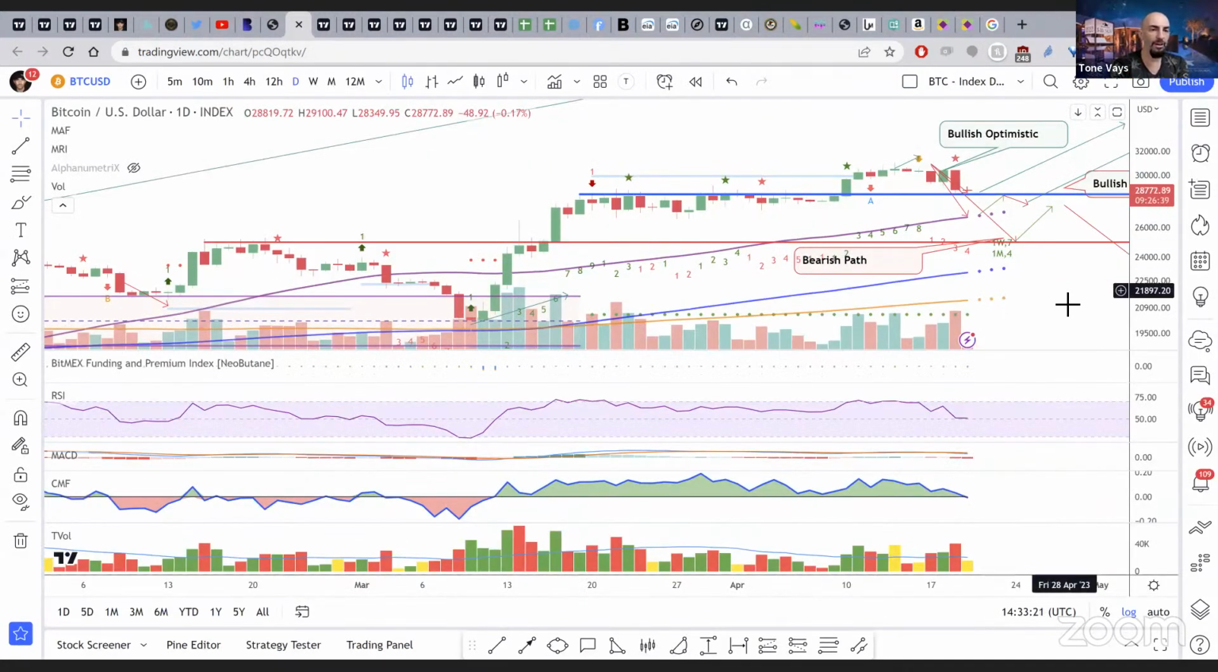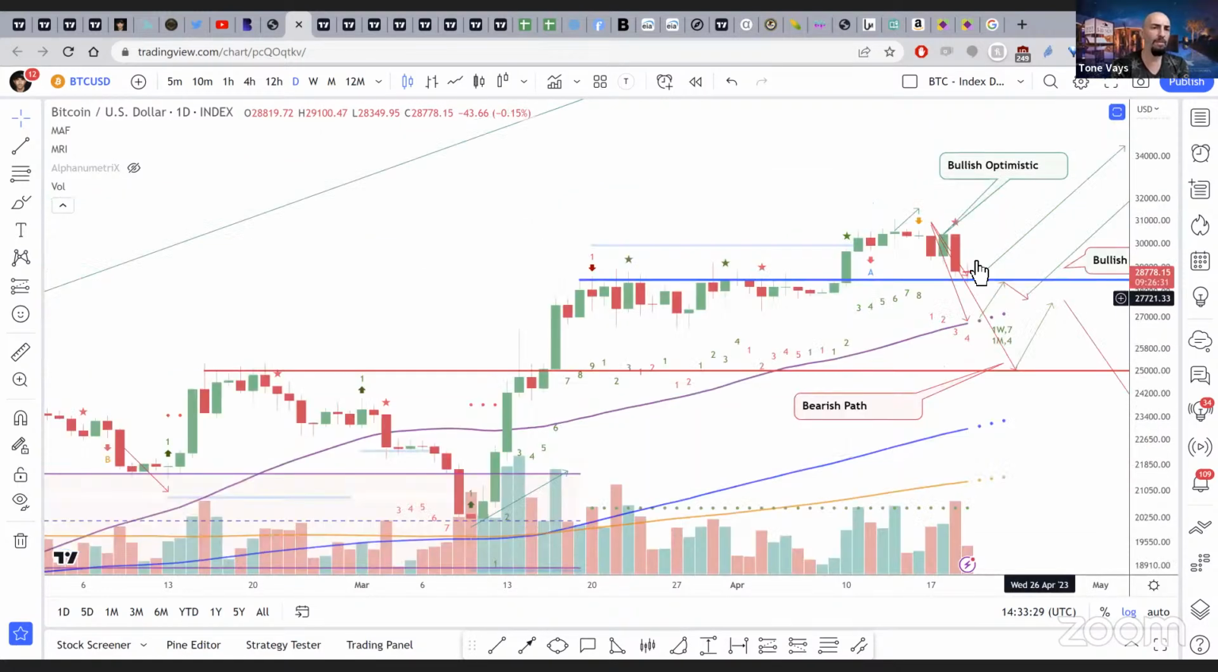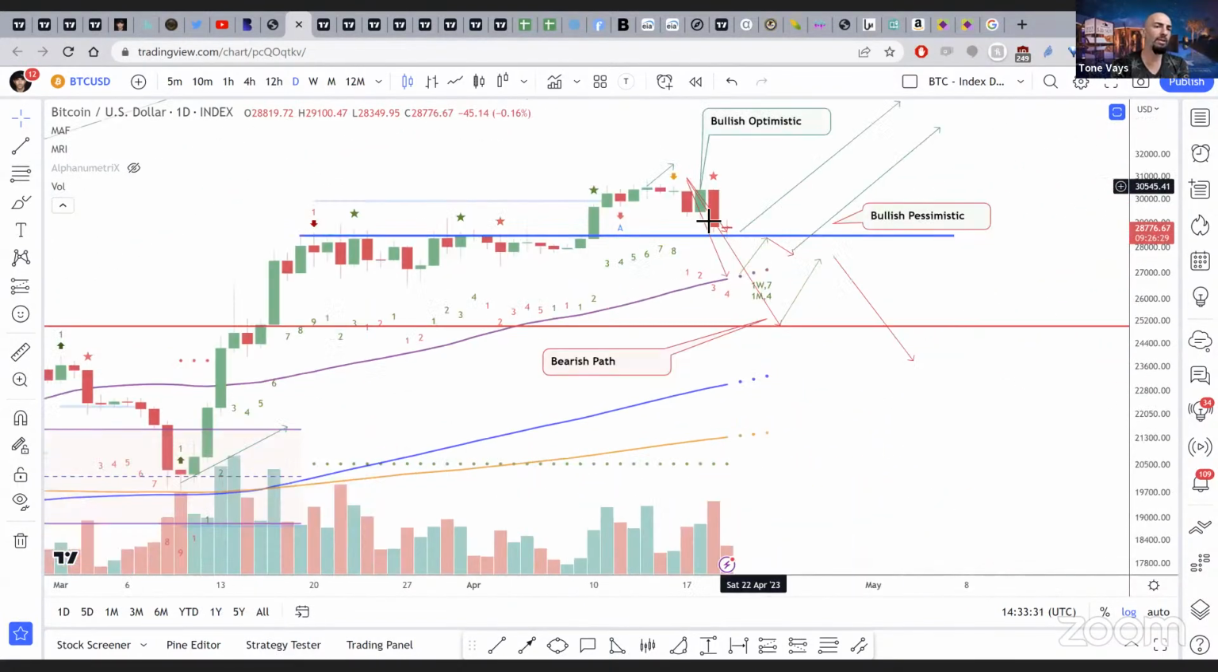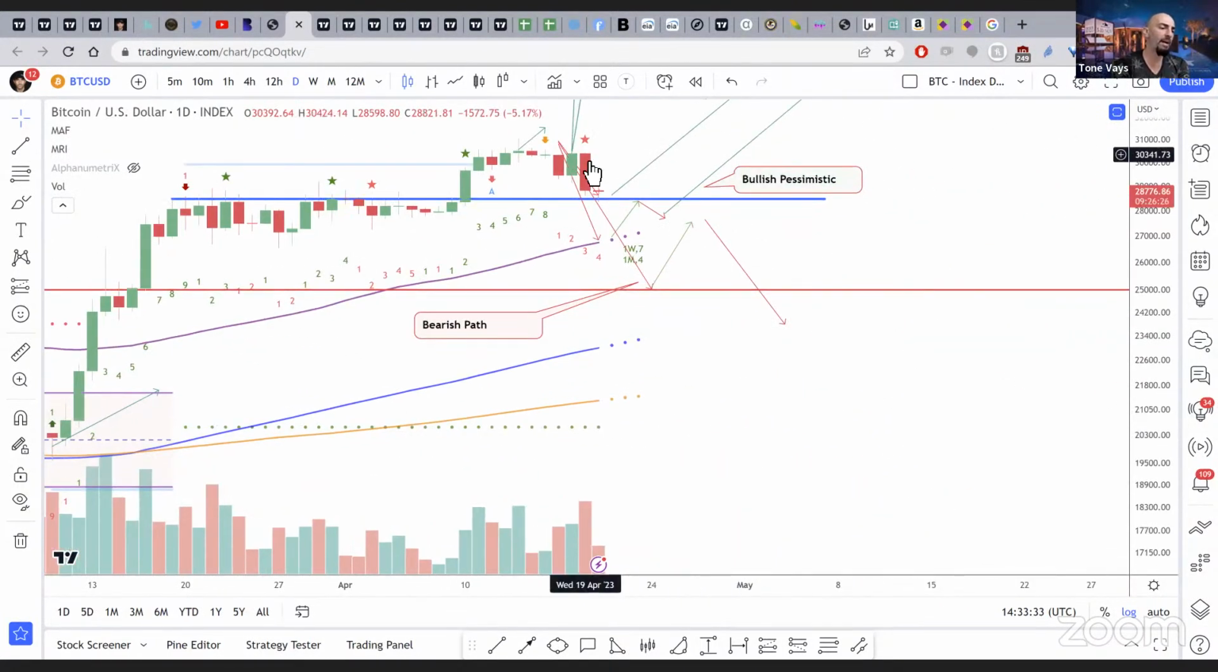Let's go to the daily chart. So the daily chart has flipped to be bearish. How do I know this? Well, we have the MRI red star candle, which indicates that a bearish trade is incoming. Now, these don't always work. You can see right here, green star didn't amount to much upside. Green star didn't amount to much upside. Red star didn't amount to much downside.